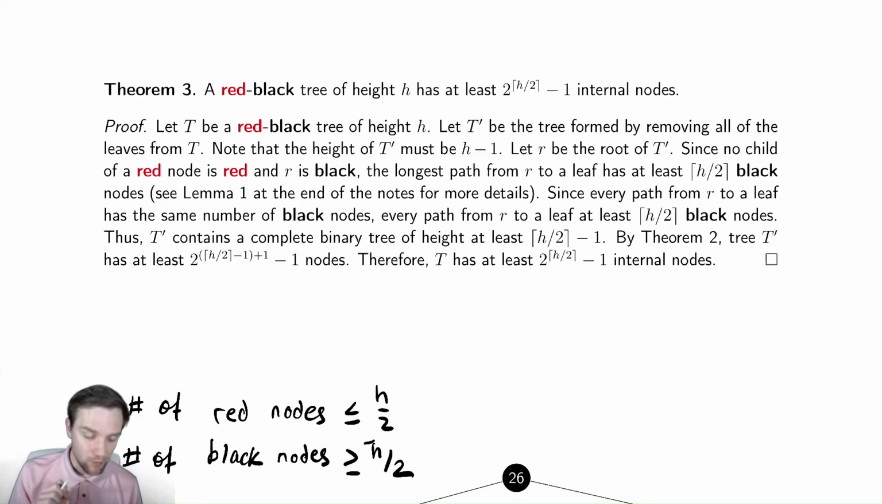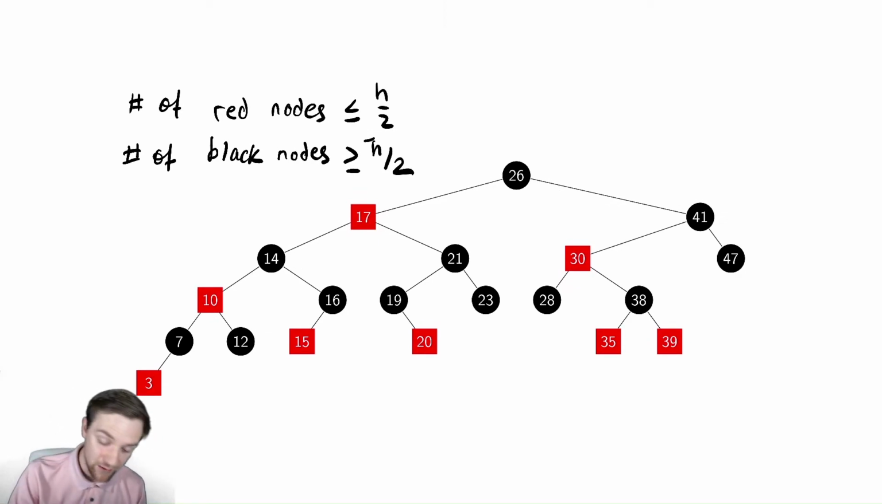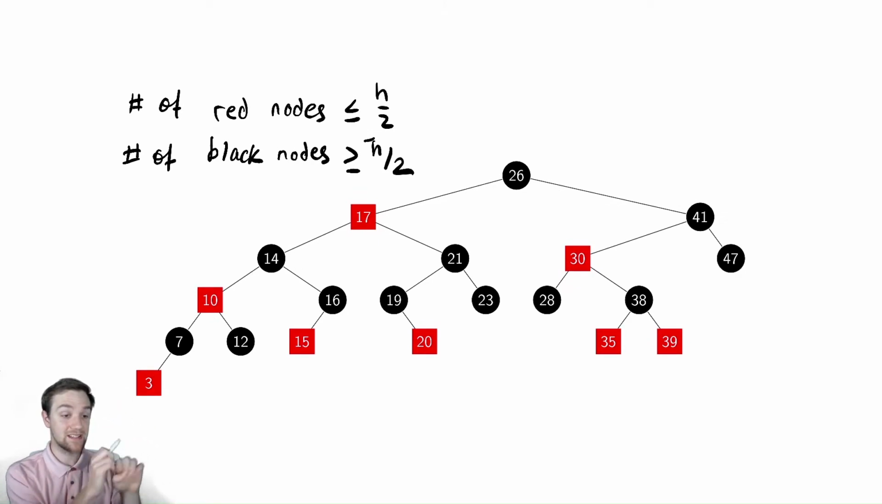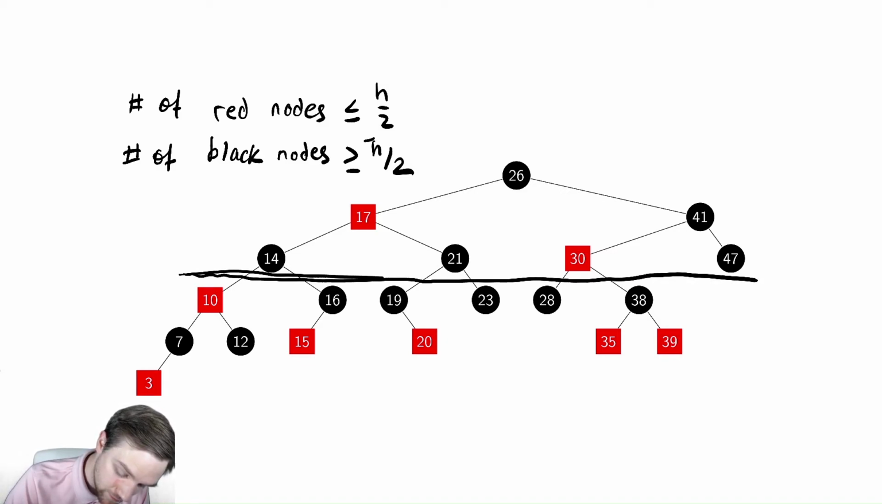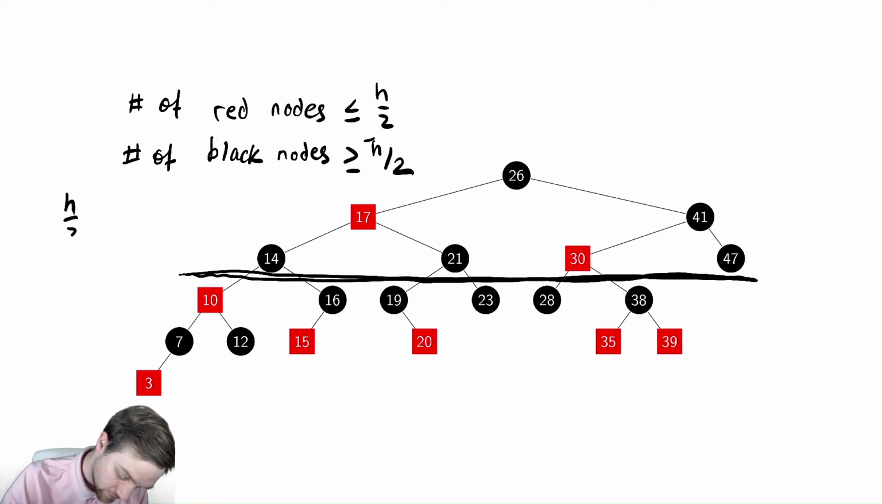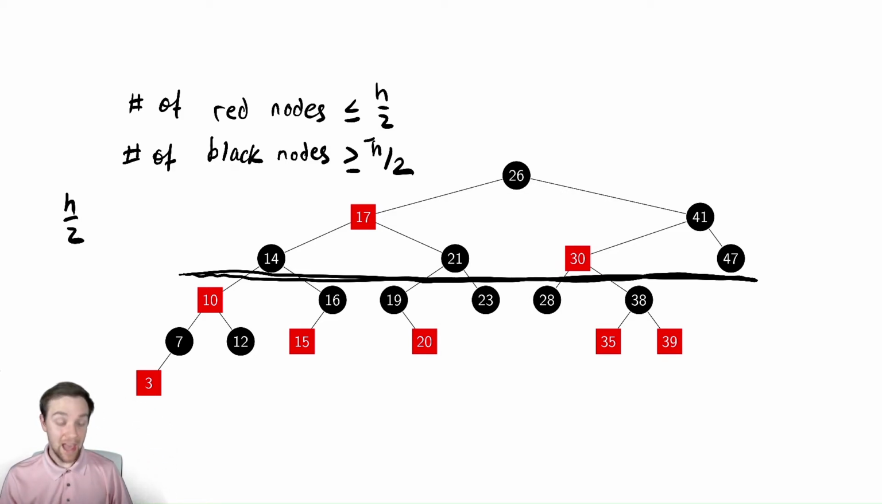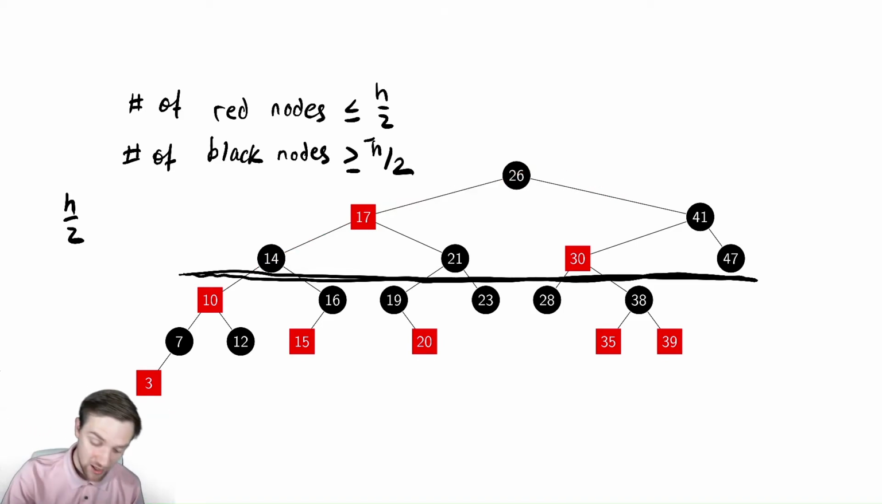That's the important part. Looking at our tree, this guarantees, no matter what, that I have a binary tree that is complete as a subtree of this tree. If I was to cut this tree off at that height h over 2, so in this case the tree has height 5, and if I was to cut this off at h over 2, then I would have a complete binary tree inside of my red-black tree. So I'm cutting this off. Remember, this tree had a height of 6.